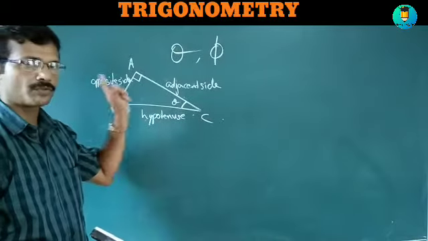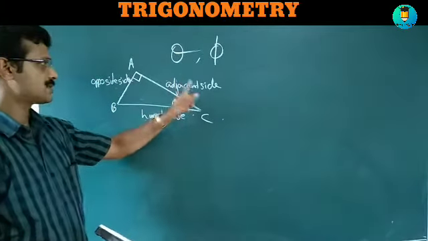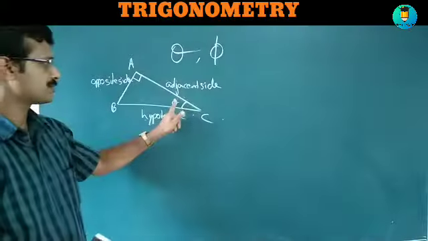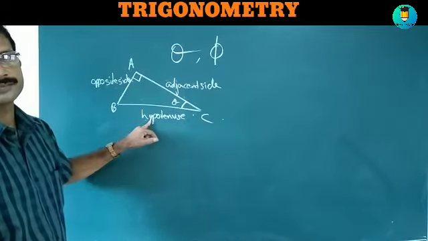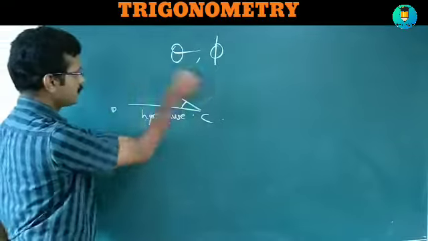Opposite side means it is opposite to the angle theta. Adjacent side means the side near to the angle theta, and hypotenuse means always opposite to 90 degrees. Okay. Now I am going to say about this convention. We will use it. Now I am going to say about trigonometrical ratios.